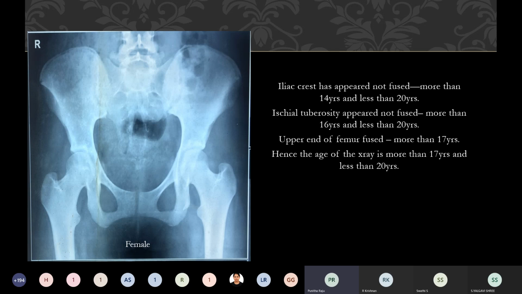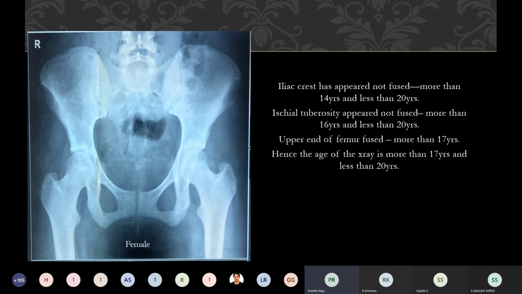You can see the head of the femur, the greater trochanter, and the lesser trochanter have appeared. Everything has appeared and it is also fused. That fusion happens at the age of 17 to 18 years. Even here you can see the ischial tuberosity has not appeared. The one important aspect with the ischial tuberosity is you should go very close to the X-ray. Only then can you identify whether the ischial tuberosity has appeared or not. In this X-ray it has not appeared. I'll show you in the next X-ray how it looks.